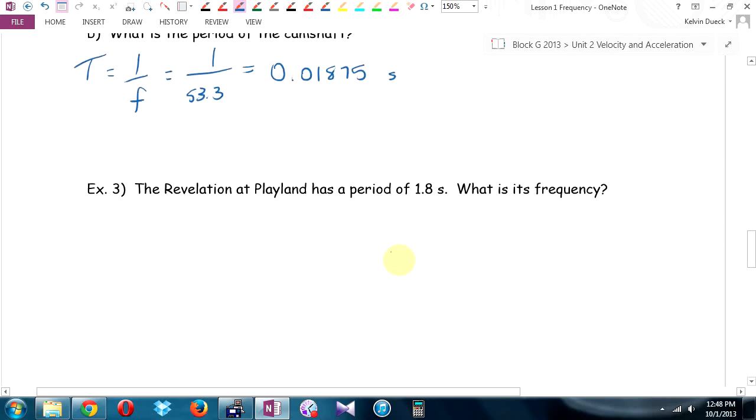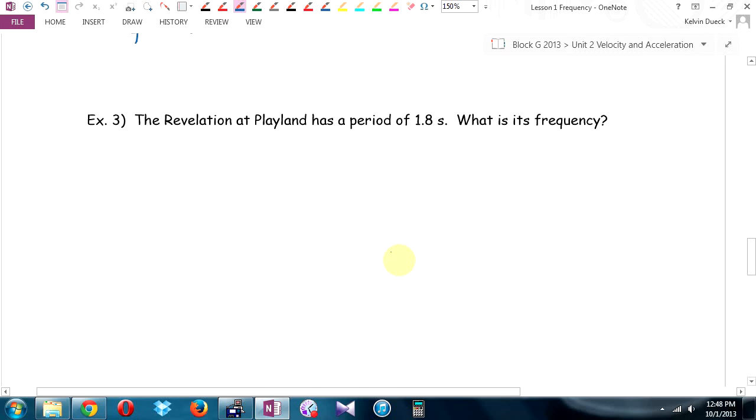How many of you have been on the Revelation at Playland? It's a pretty intense ride. By the way, Physics 12, we do a field trip to Playland in May. I don't do it in Physics 11 because in Physics 12, we look at circular motion. We don't look at that in Physics 11. And aside from the roller coaster, what do most of the rides at Playland move in? A circle. So to analyze them well, you need circular motion. Okay, bumper cars as well. But everything else goes around and it's got a period, it's got a frequency, it's got some neat stuff. So anyways, the Revelation at Playland has a period of 1.8 seconds.